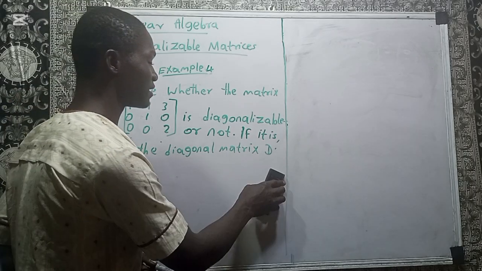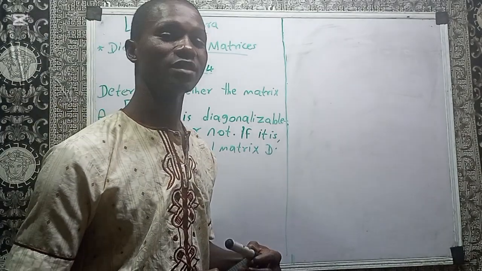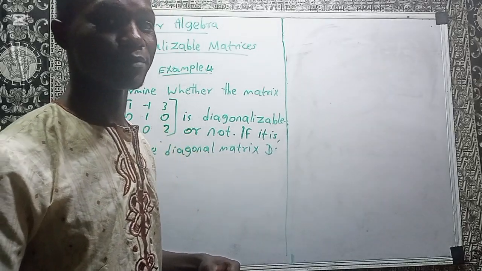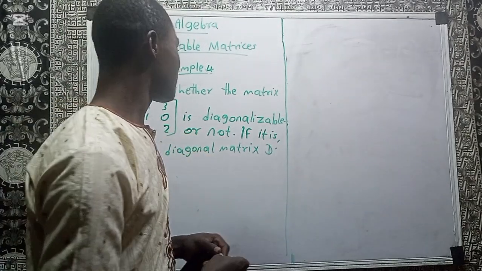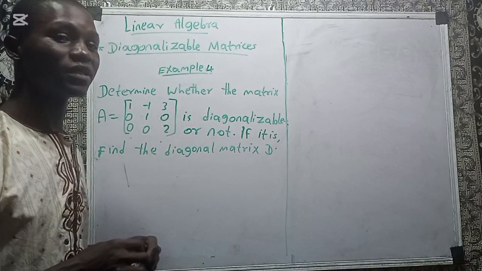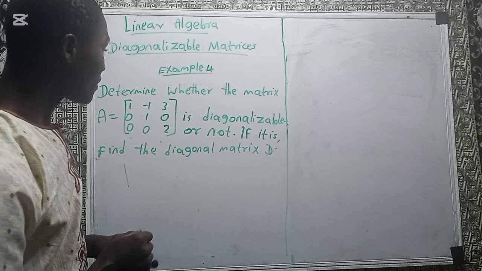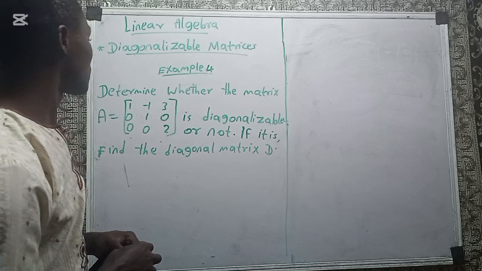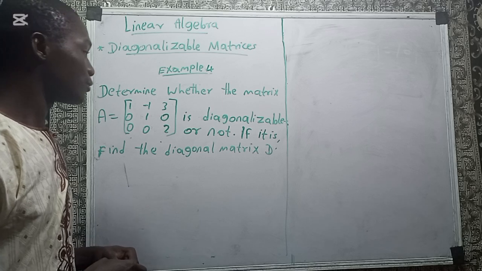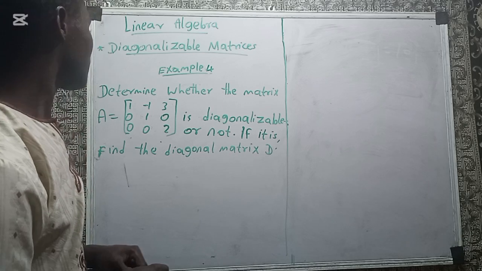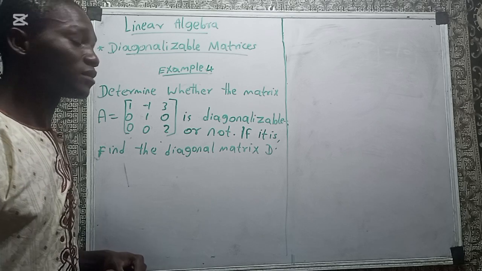So we say that in our previous video we said that if the eigenvalues of that given square matrix A are distinct, then the matrix A will be diagonalizable. Then in this question, they ask us to determine whether the matrix A is diagonalizable or not. If it is diagonalizable, then we should find the diagonal matrix D.